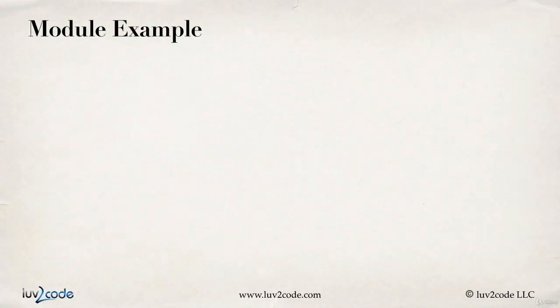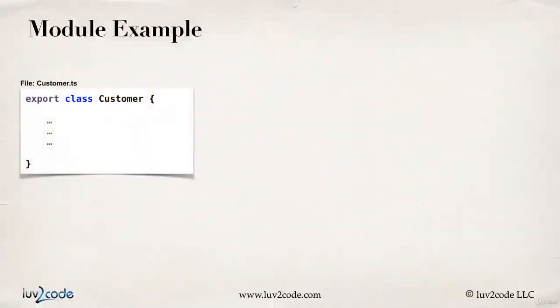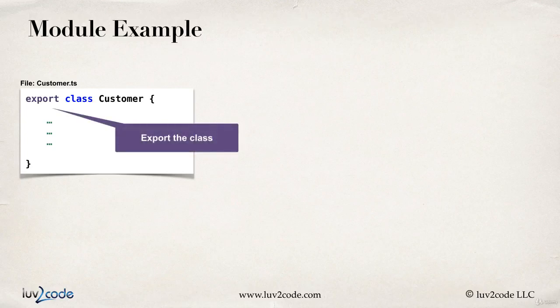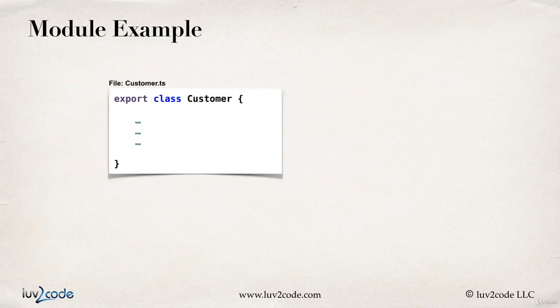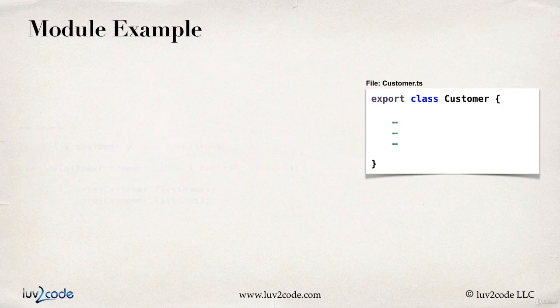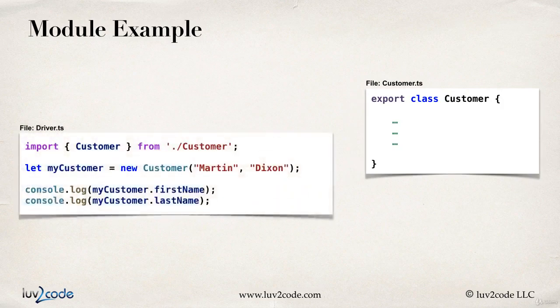Alrighty, so let's look at a code example here. So here's our file customer.ts. This defines our class customer. And note here, we're going to export this class. When you export a given class or entity, that makes it available for someone else to possibly import. All right, so I'll swing this over to the right-hand side. So here's our driver file, like our main file.